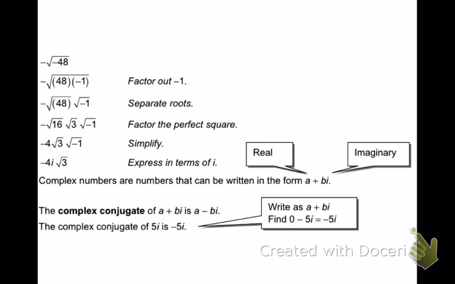Then we broke down 48. That's part of our warm-up problem there. 48 breaks down as 16 and 3. What's the square root of 16? 4. So I pull that out. Square root of negative 1 is i. So I have negative 4i square root of 3.